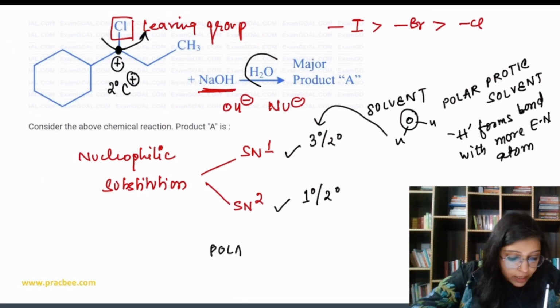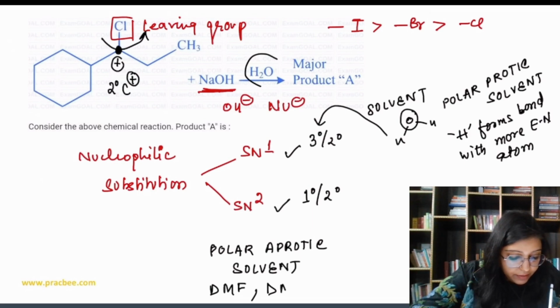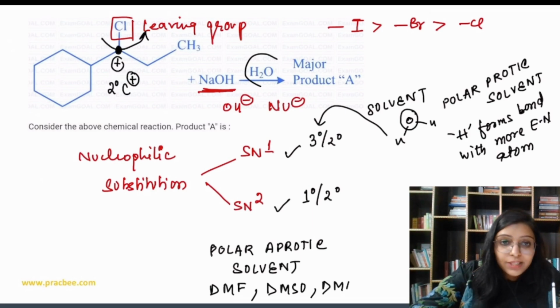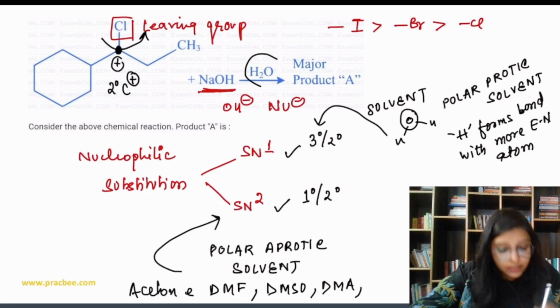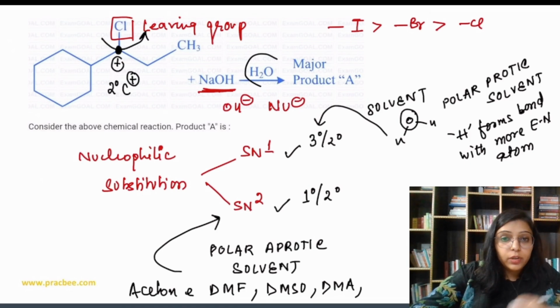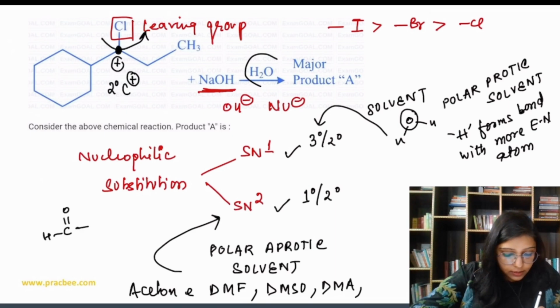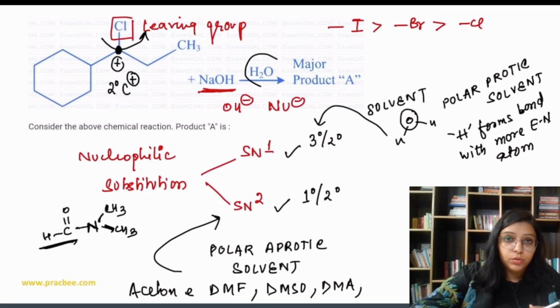While polar aprotic solvents, such as DMF, dimethyl formamide, DMSO, DMA, or simply acetone, favor the SN2 reaction, right? So DMF is dimethyl formamide. So that is this, N,N-dimethyl and formamide. It means formic acid is used over here.